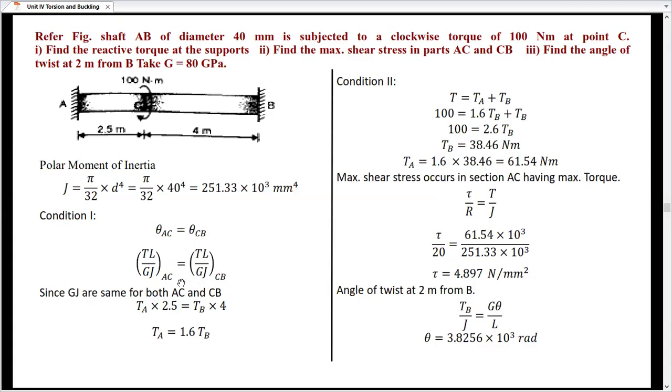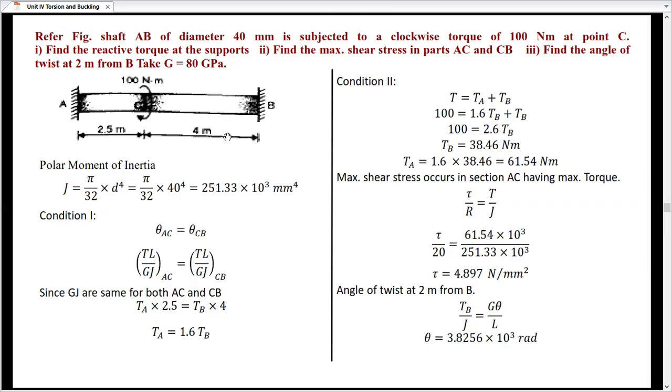First we have to find the polar moment of inertia for this shaft. The polar moment of inertia is pi by 32 d raised to 4. The diameter is given as 40. So the J value is pi by 32 into 40 raised to 4, that is 251.33 into 10 raised to 3 mm raised to 4.